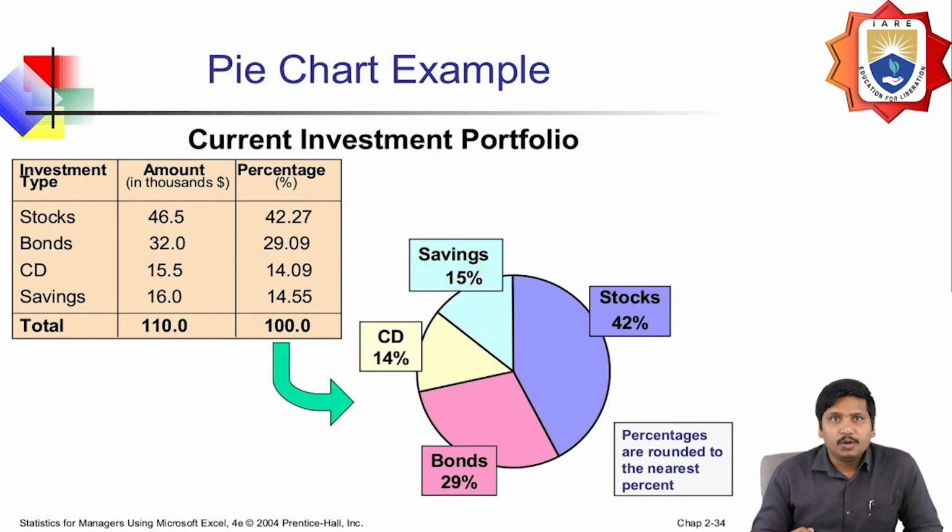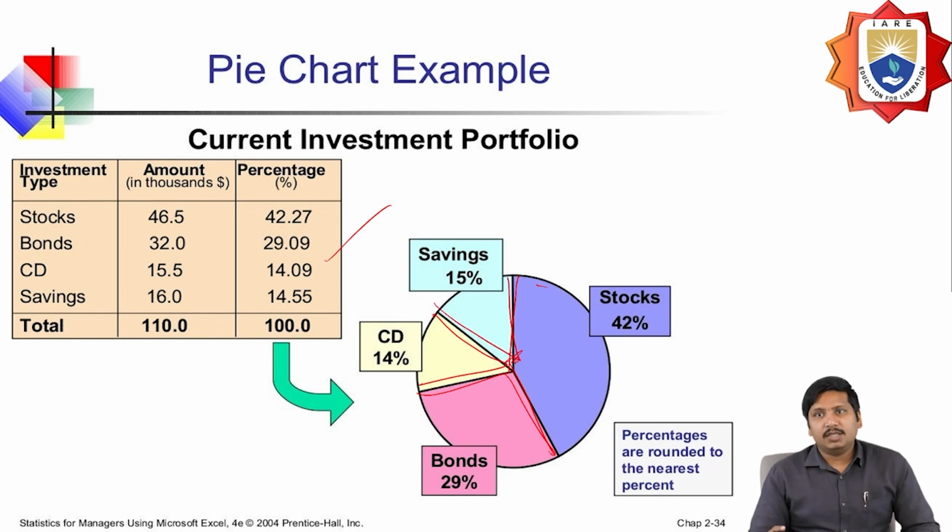And similarly, how do we construct this pie chart? We have the same table with stocks. To construct it, we go by percentage, so we calculate the percentage. Then I get that percentage. So make a pie circle, then make a center, and then stocks percentage 42, make an angle for 42, and then 29 for bonds, 14 for CD, and savings 15. Like this we construct this pie chart diagram.